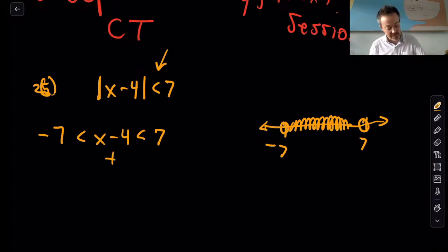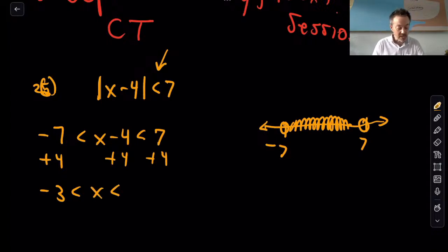To solve this, we can simply add 4 to all three parts. -7 plus 4 is going to be -3, less than x, and then 7 plus 4 is going to be 11.